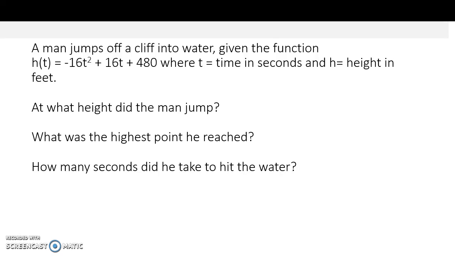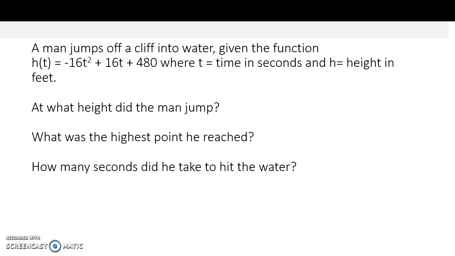All right, we are going to work on solving a real world problem by using our graph of parabolas. So our problem we have today is a man jumps off a cliff into the water. Given the function h of t is negative 16t squared plus 16t plus 480, where t is time in seconds and h is height in feet. At what height did the man jump from?